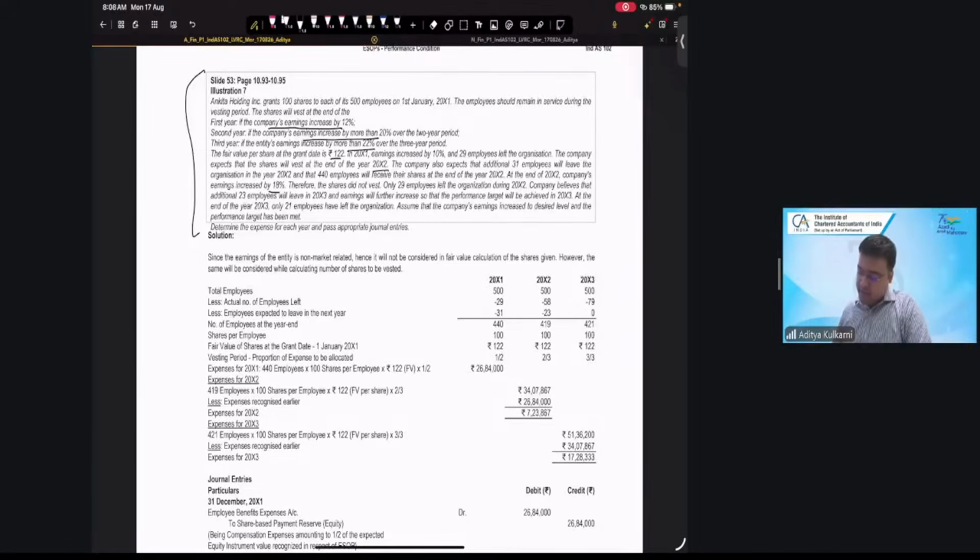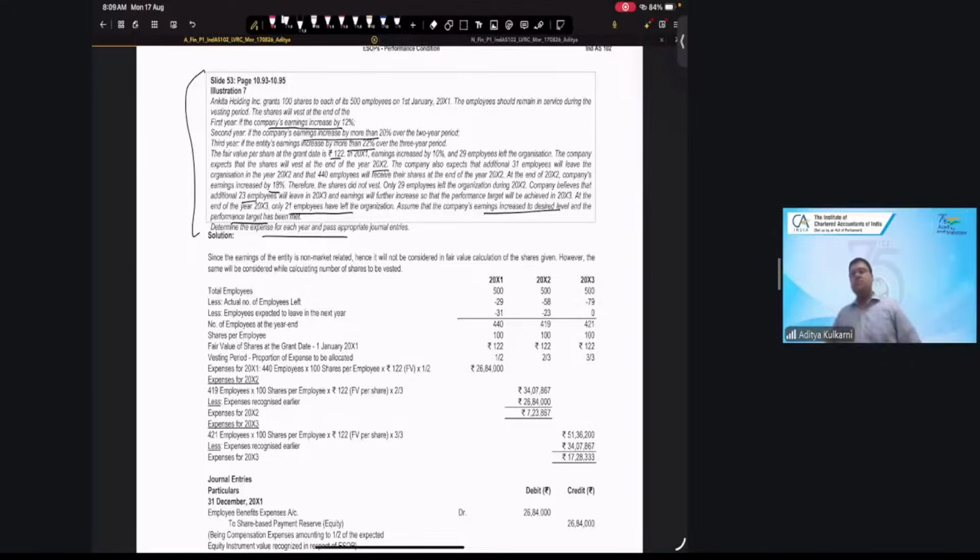Company believes that additional 23 employees will leave in 20x3 and earnings will further increase so that the performance target will be achieved in 20x3. At the end of year 20x3, only 21 employees have left. Assume that company's earnings increase to desired level and the performance target has been met. Determine the expense for each year and pass the appropriate journal entries.